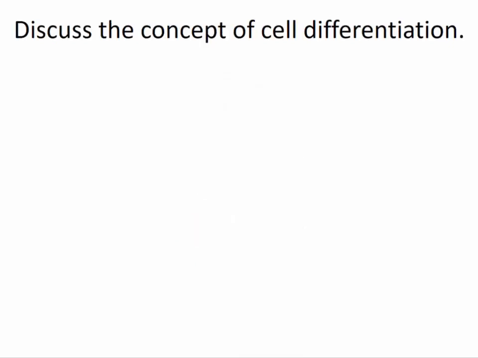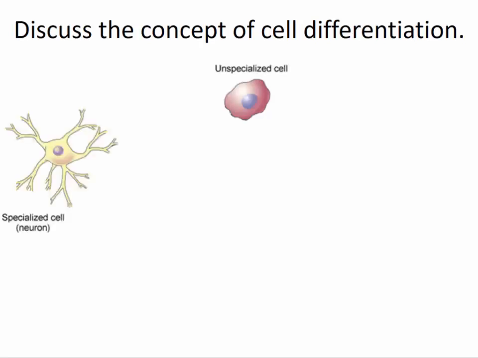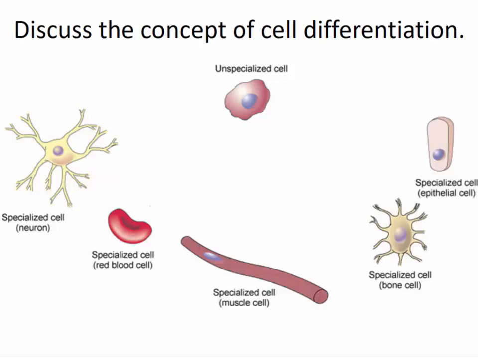Finally, we want to discuss the concept of cell differentiation. This is because what we've been discussing here is the sperm and the egg coming together to form one cell. But that cell becomes an adult that is made up of approximately 40 trillion cells. And within those, there are different types of cells in terms of structure and function. So we start off as an unspecialized cell, but we end up with neurons, red blood cells, muscle cells, bone cells, epithelial cells that all look very different from each other and all function very differently from each other.